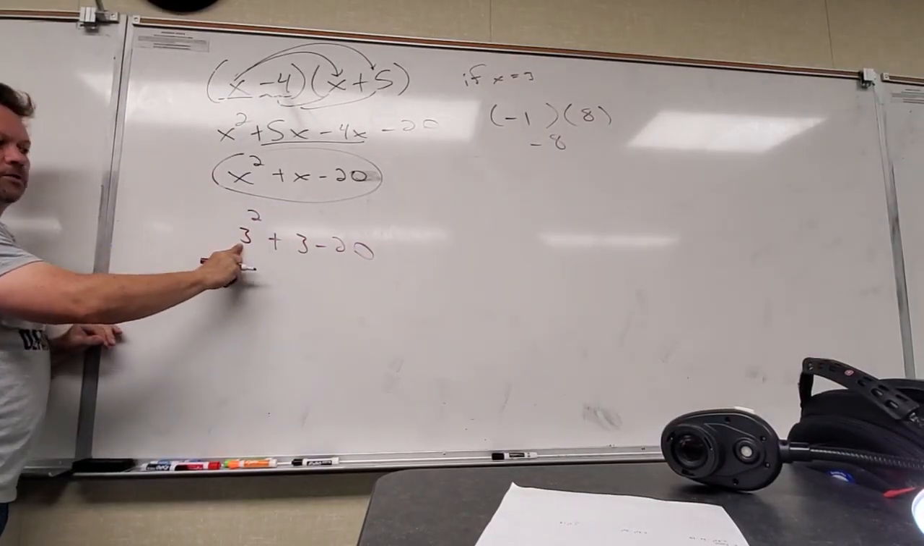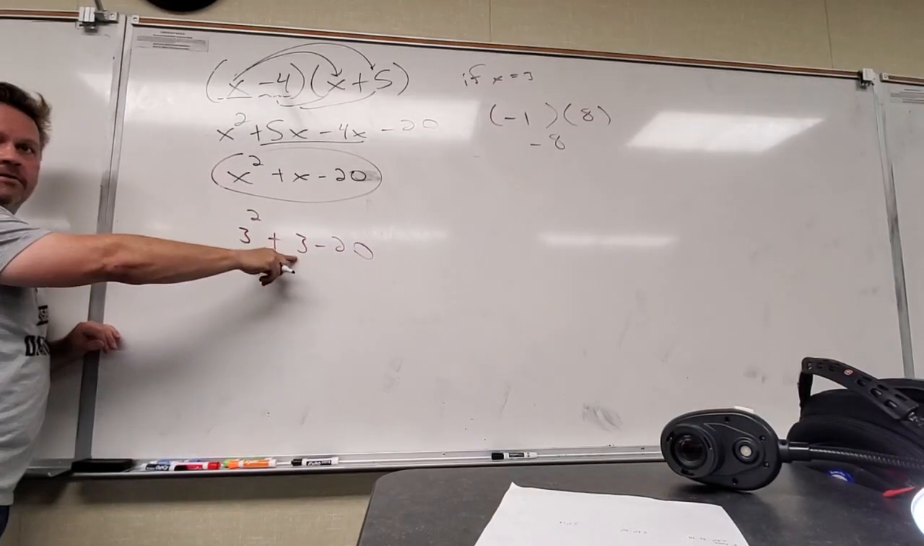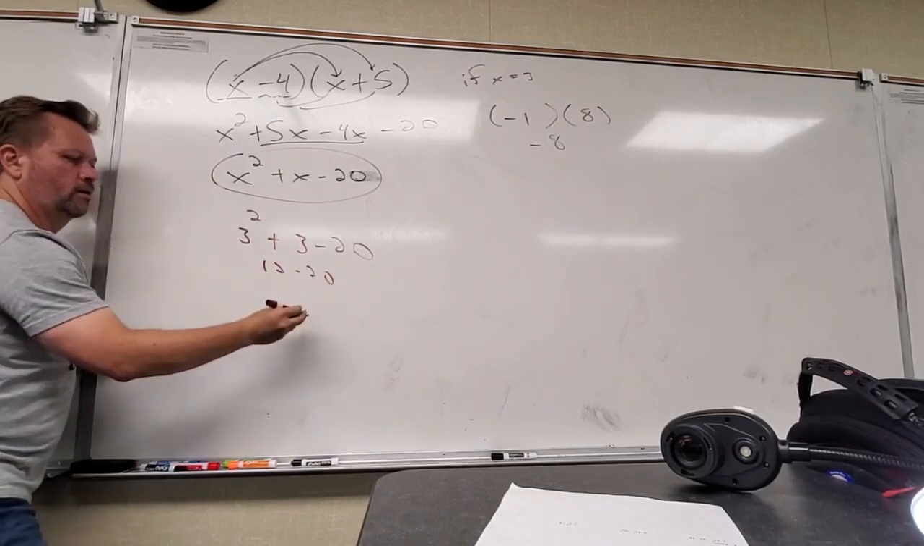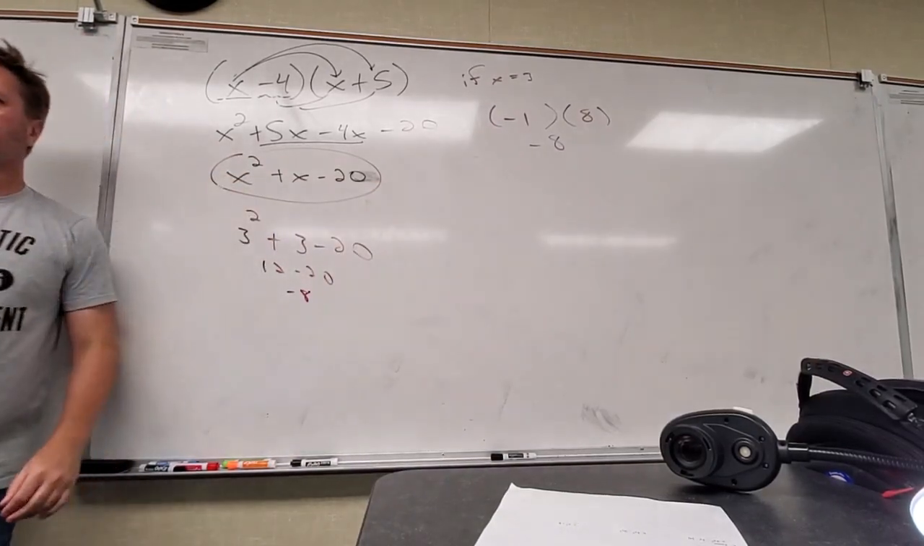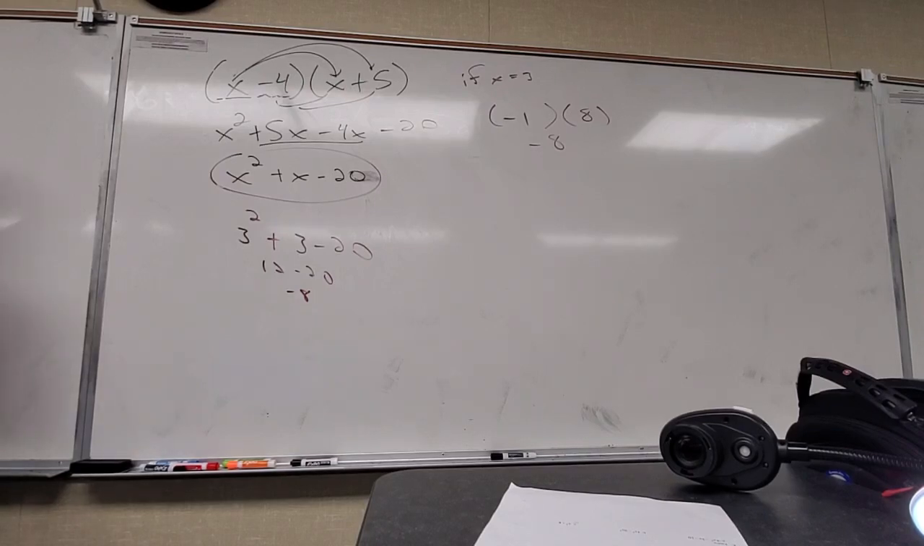3 squared plus 3. So what's 3 squared? 9 plus 3? 12. 12 minus 20? -8. Okay, cool, right? That's the concrete behind the scenes thing of what we just did.